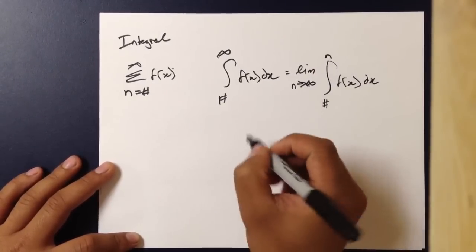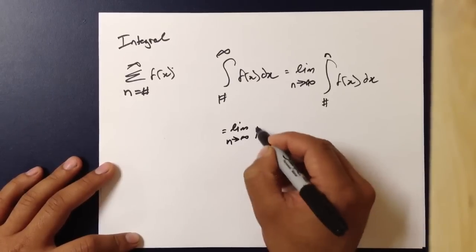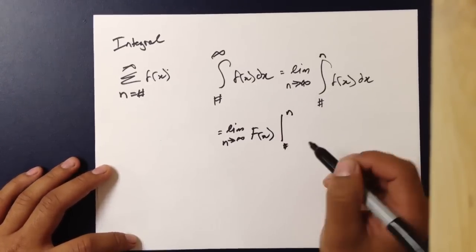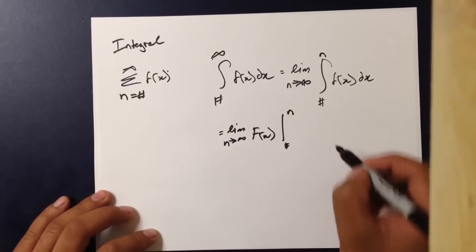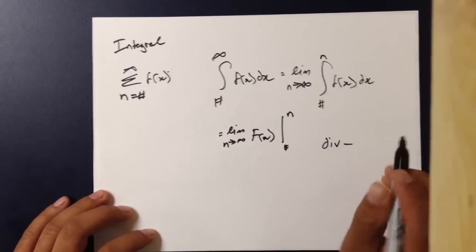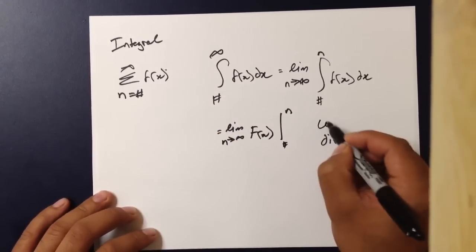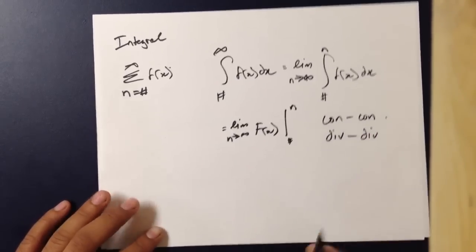And then you could anti-derive, and eventually you could solve it out. Now, if you can't solve it out, then you know that the original series diverges. If you can solve it, then the original series also converges.